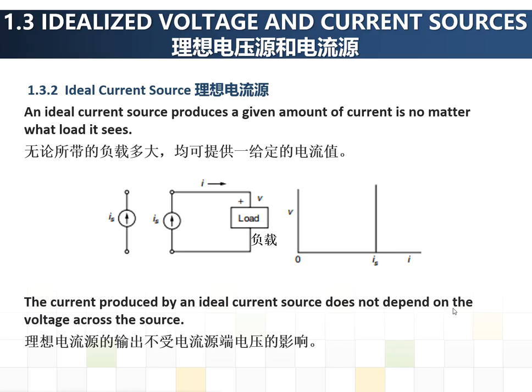Section 1.3.2, ideal current source. An ideal current source produces a given amount of current no matter what load it sees. So from this graph, the current is constant. The current produced by an ideal current source does not depend on the voltage across the source.